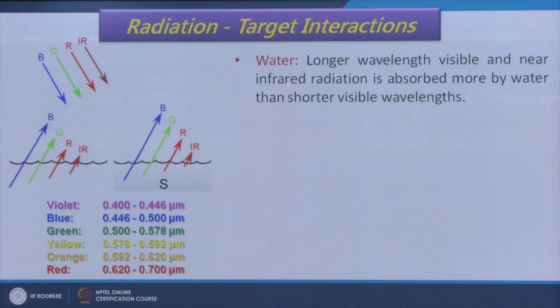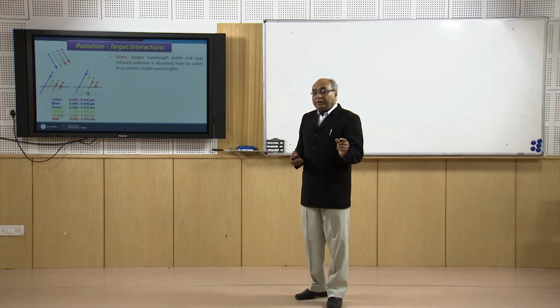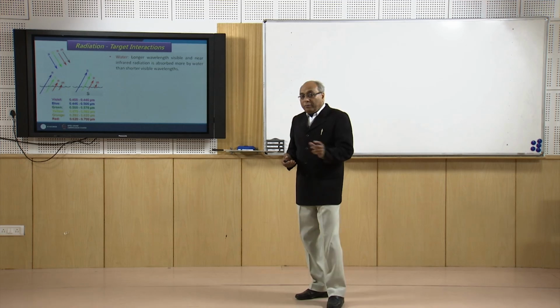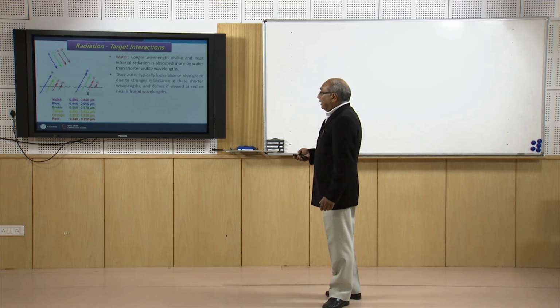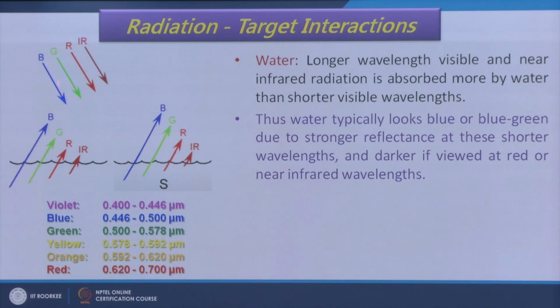Now, if we take water, the longer wavelength visible and near infrared radiation is absorbed more by water than the shorter visible wavelength. As you saw earlier in the spectral curve of water, in the shorter wavelengths there is some reflection by the water, otherwise in the longer wavelength it is completely absorbed. And you can see here also that this is completely absorbed.